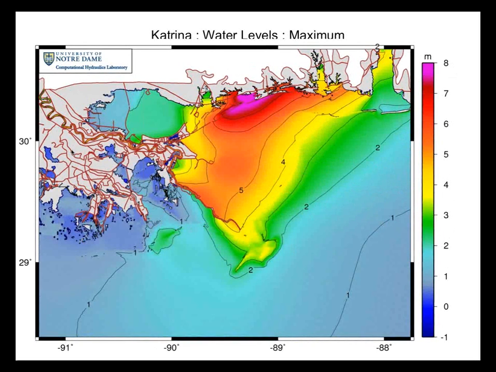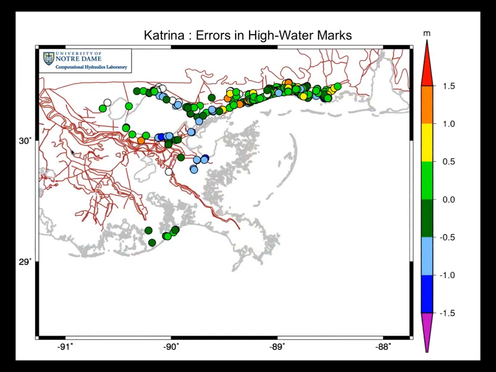This is the maximum water level, so this is taking the maximum at every point in the domain and just plotting that. So you can see the tremendous storm surge in Mississippi and also the surge that built up along the levee system. You can see the surge that stressed the New Orleans levee system. Now we don't account for levee failure in our models, so we don't actually model the flood of New Orleans.